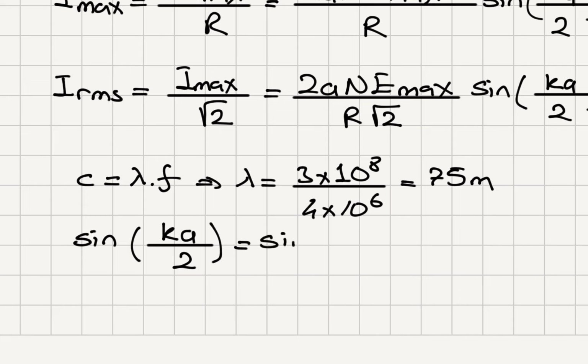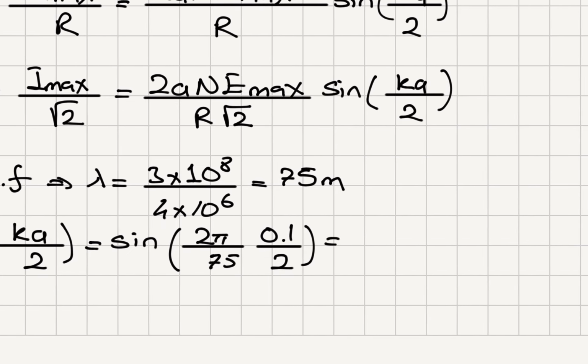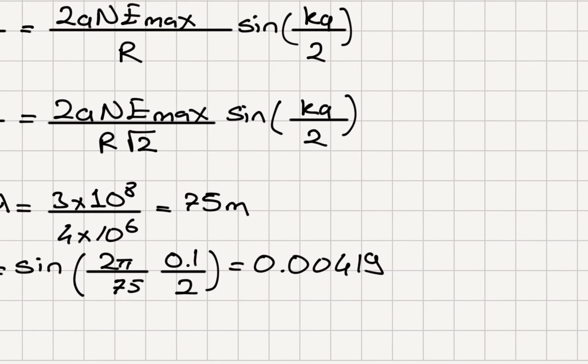And therefore sine Ka over 2 becomes sine of 2 pi over the wavelength, 2 pi over 75, that's K, and A is 0.1 meters, 10 centimeters, so 0.1 over 2. This gives us 0.00419. So we will use this in our calculation.